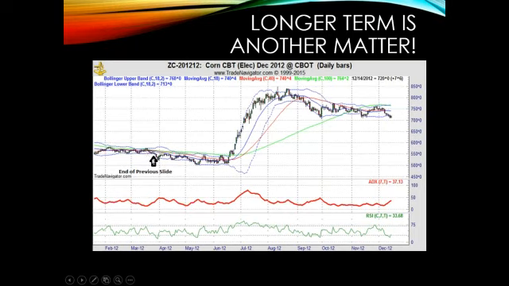The end of the previous slide is marked by that arrow. Prices did slide down for a while. The RSI got oversold on several occasions, and then we rallied sharply to new all-time highs in corn later on. So again, a sell signal is good when it happens, but it's not necessarily a major reversal.